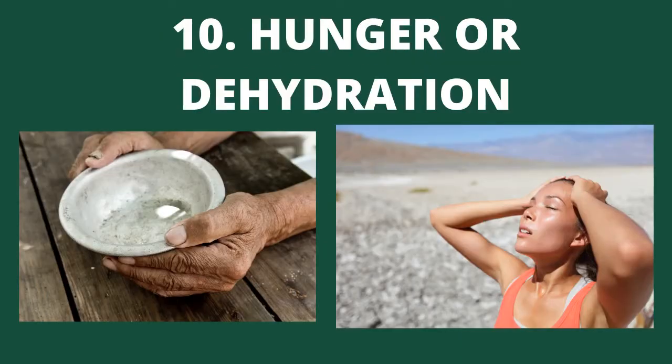Cause number 10 is hunger or dehydration. Now, this is a temporary malodor. It usually is seen when one has gone over a long period of time without any food or drink. Also, if you're suffering from conditions such as diarrhea, vomiting, or diabetes, you might get dehydrated. The key here is keeping hydrated and eating meals on time.